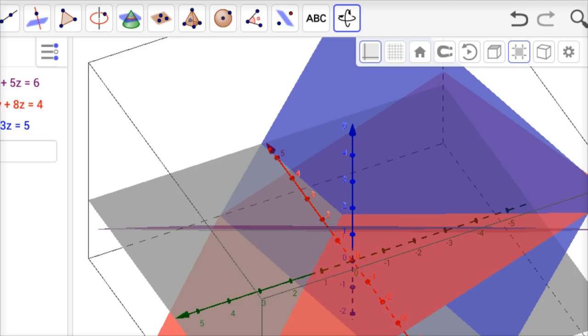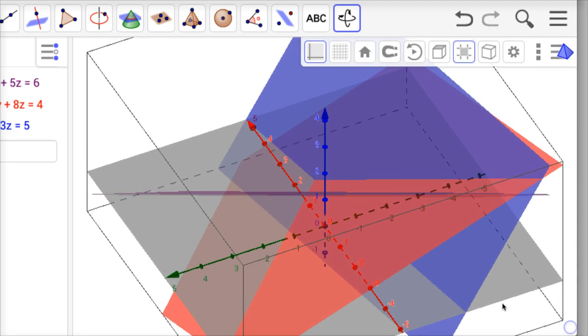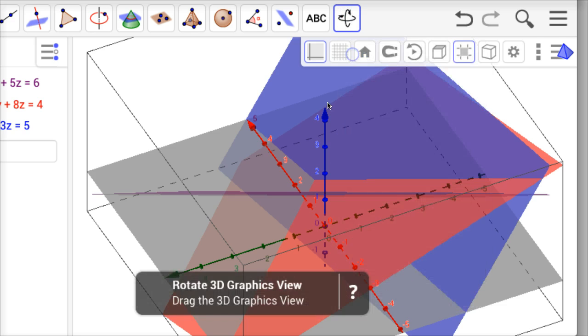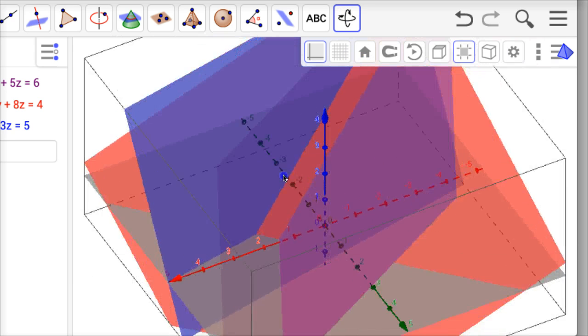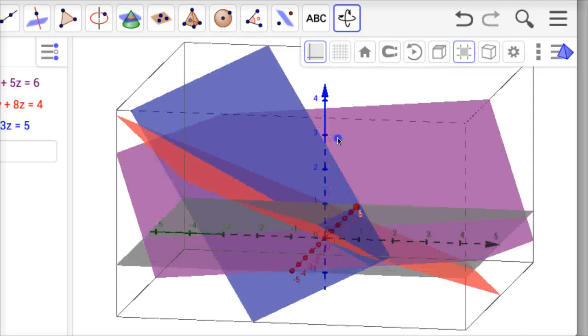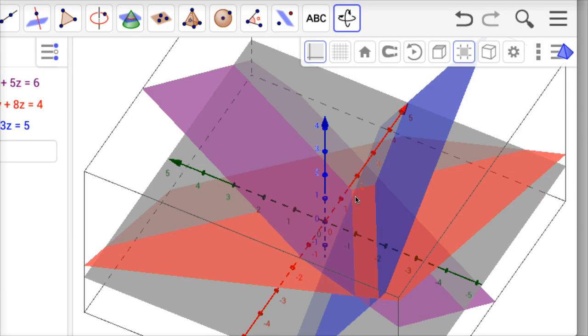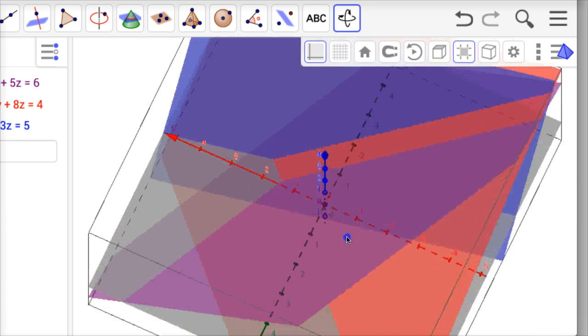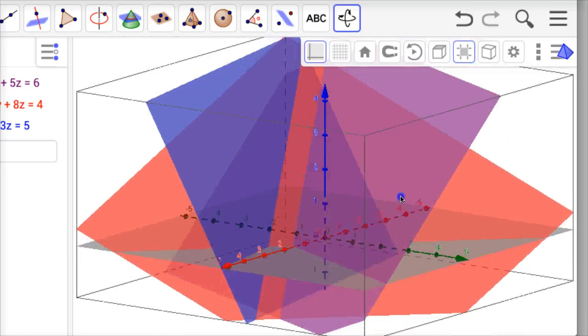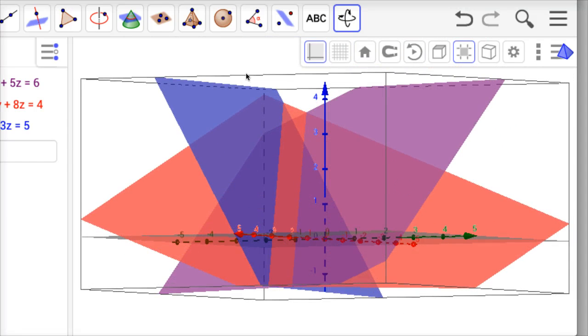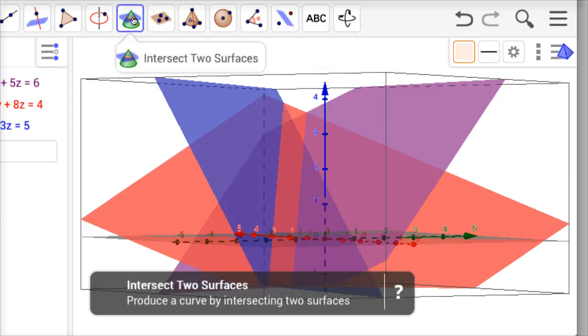Let me shrink this down to fit in the screen better. And so we'll rotate this around so you can see what's happening. When you rotate this around, you can see right in this region, the purple plane and the blue plane, even though they intersect the pink plane, the intersection lines on that pink plane are parallel. So those two planes will never intersect. Well, they do intersect, but not on the pink plane.